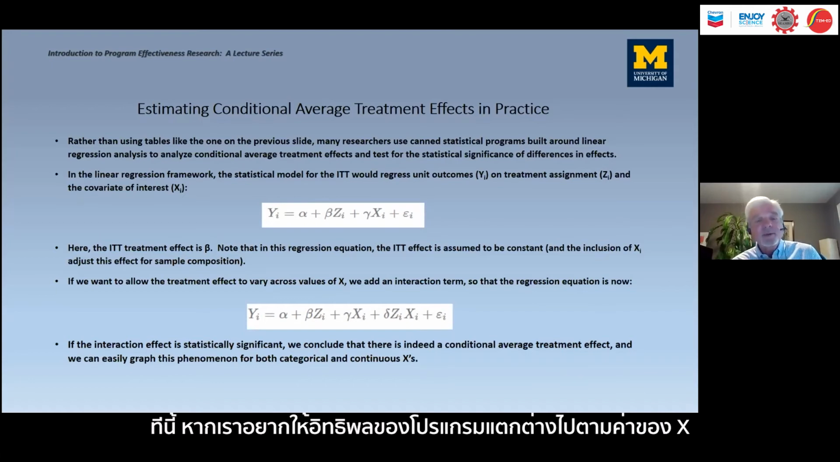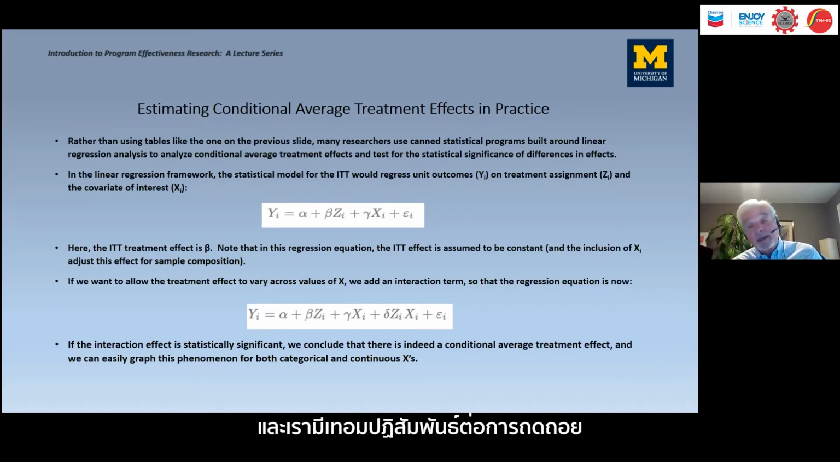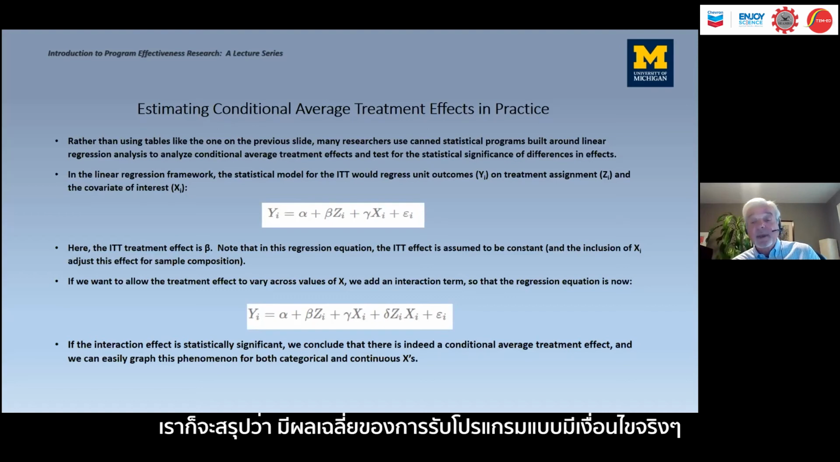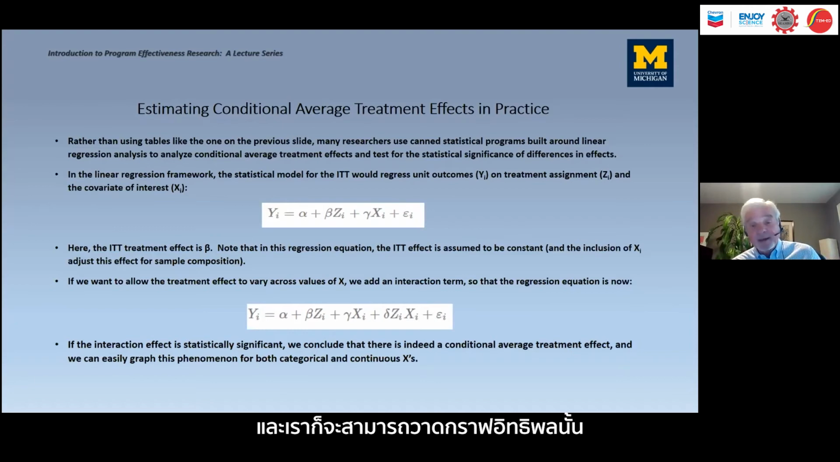Now, if we want to allow the treatment effect to vary across values of x, then we add an interaction term to the regression. So now we have a new term that is a new effect, delta. And so the interaction effect is in fact delta. And if that is statistically significant, then we conclude that there is indeed a conditional average treatment effect, and we can go about graphing that effect for both categorical and for continuous variables.